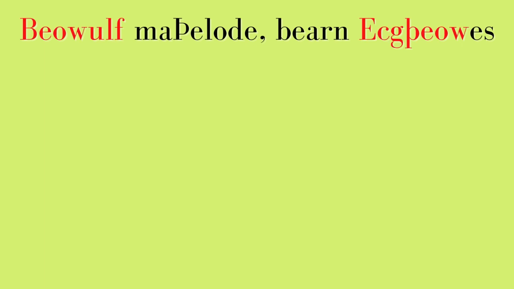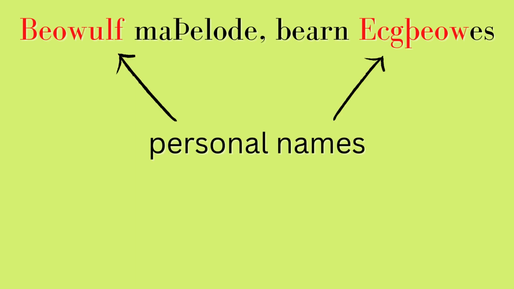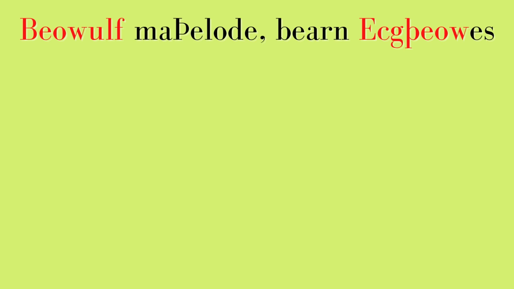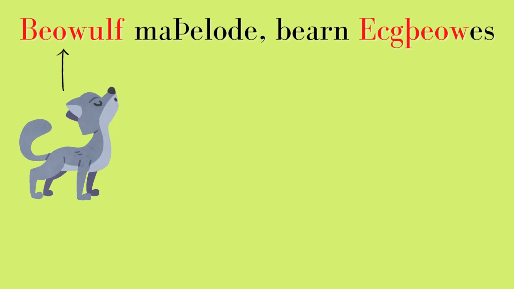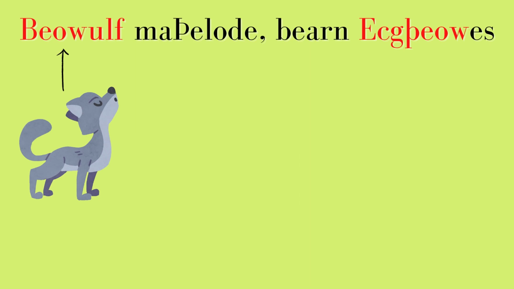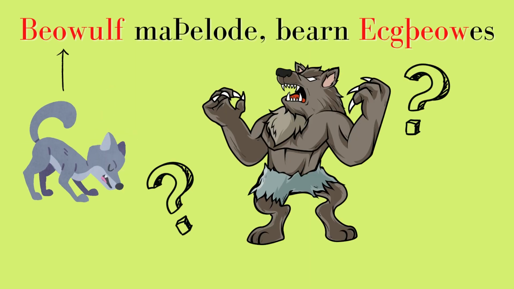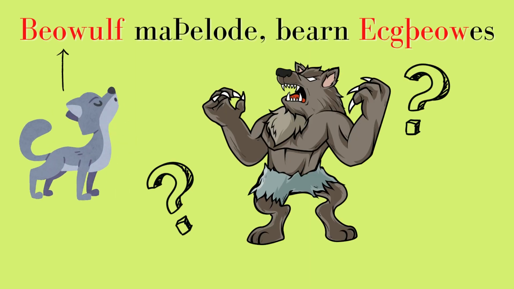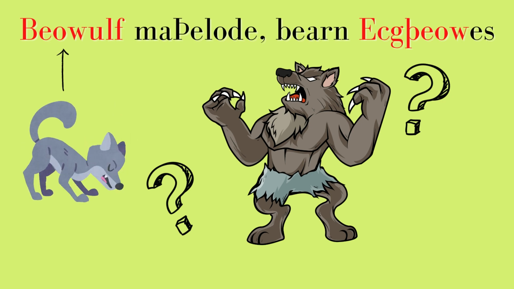Bear in mind, both Beowulf and Echtheo are personal names, albeit descriptive names. I will leave Beowulf just as it is, largely because it is a well-known name. But just in case you wonder, it basically means he who would be wolf, or literally wolf bear, somebody who is a wolf, maybe even a werewolf. Now that would be really cool. I'm waiting for Hollywood to pick up on that idea.